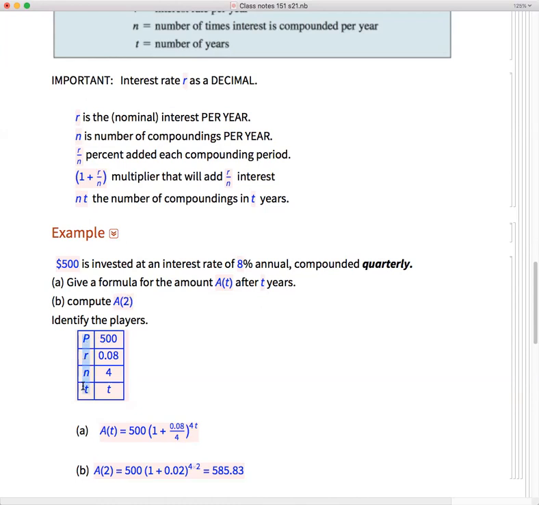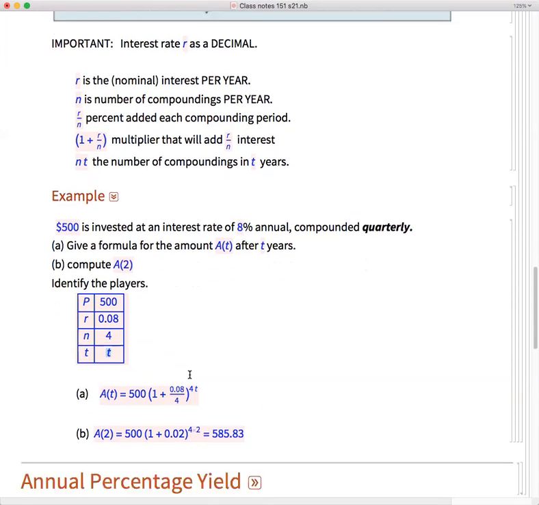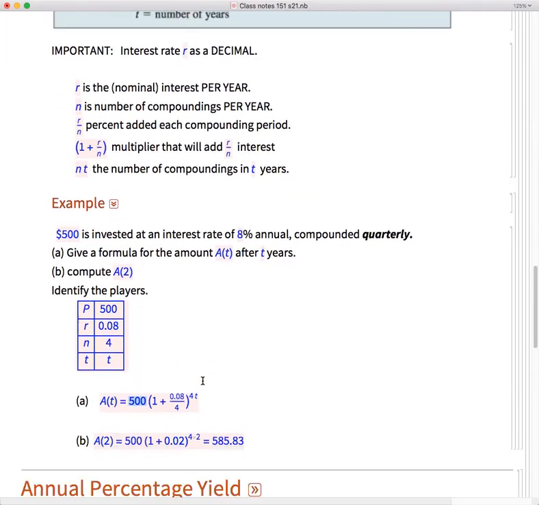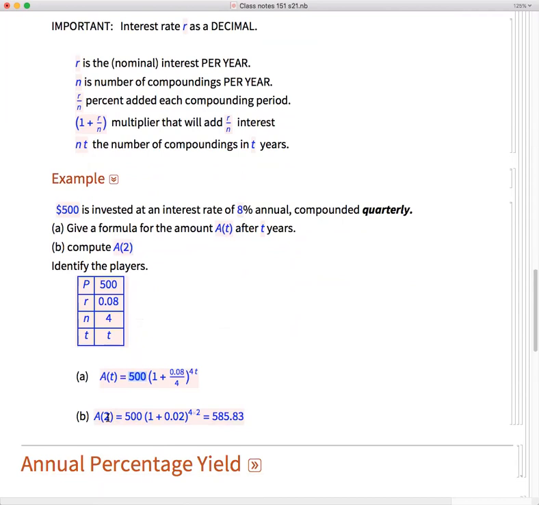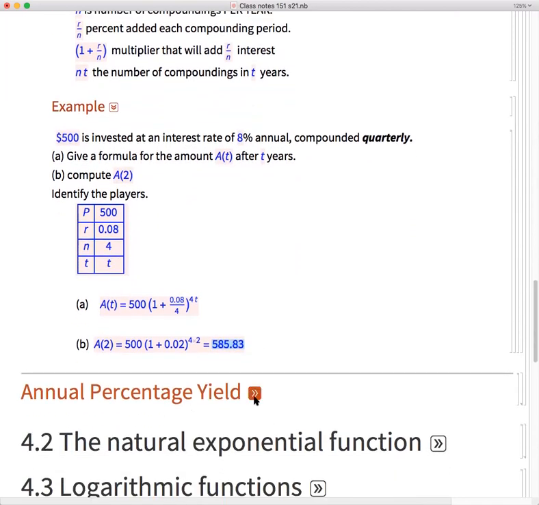All right, so to use the formula, we just need to identify the players here. 500 was the principal, 8% was the annual interest rate, again, written as a decimal. The number of compoundings quarterly in 1 year, we get 4. And then the T here is just the number of years. Right, so this is the formula, just written out with these players. And then for part B, we just plug in T is equal to 2. Just working it out on the calculator.